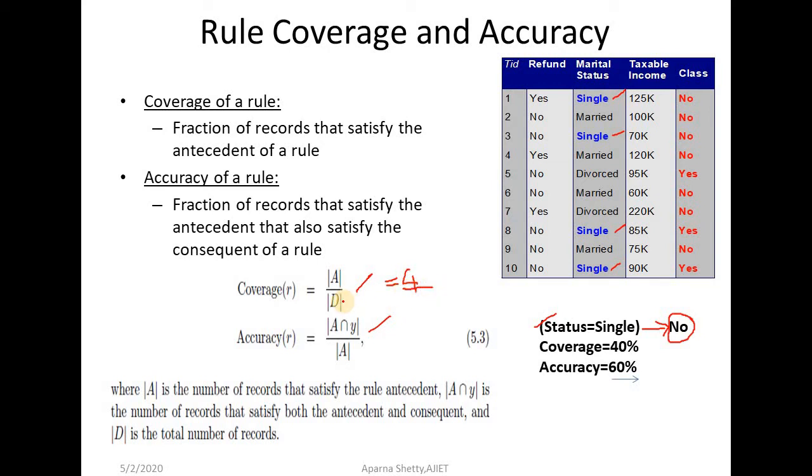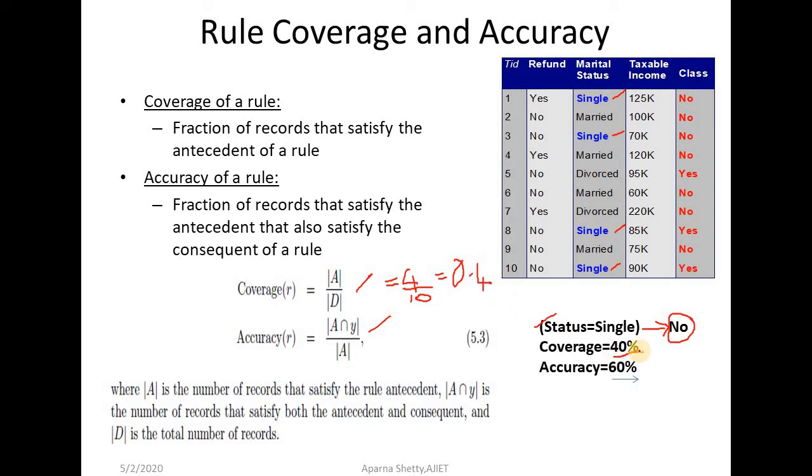Next, what is mod D? Total number of records. Totally how many records are there over here? 10. So coverage is 4 divided by 10, which is equal to 0.4. Okay. So in terms of percentage is equal to 40%.